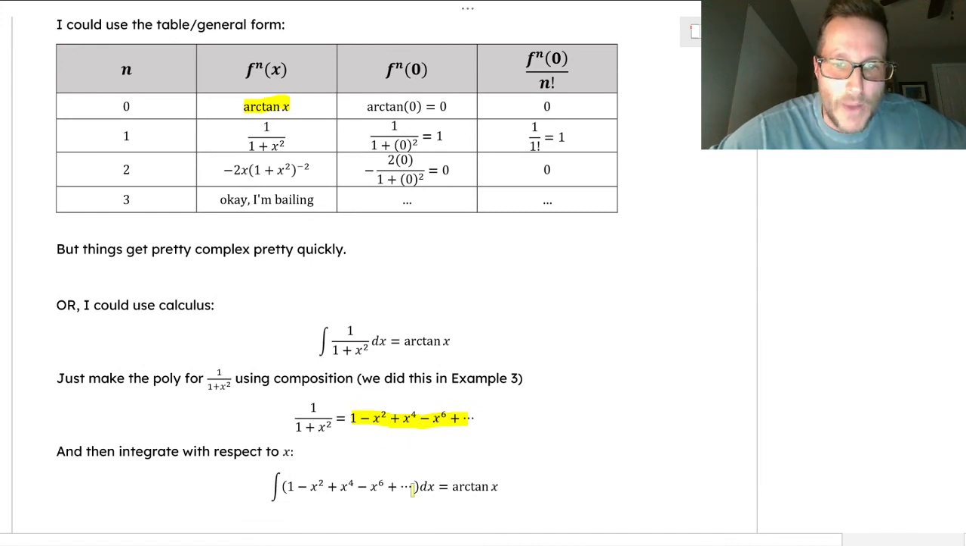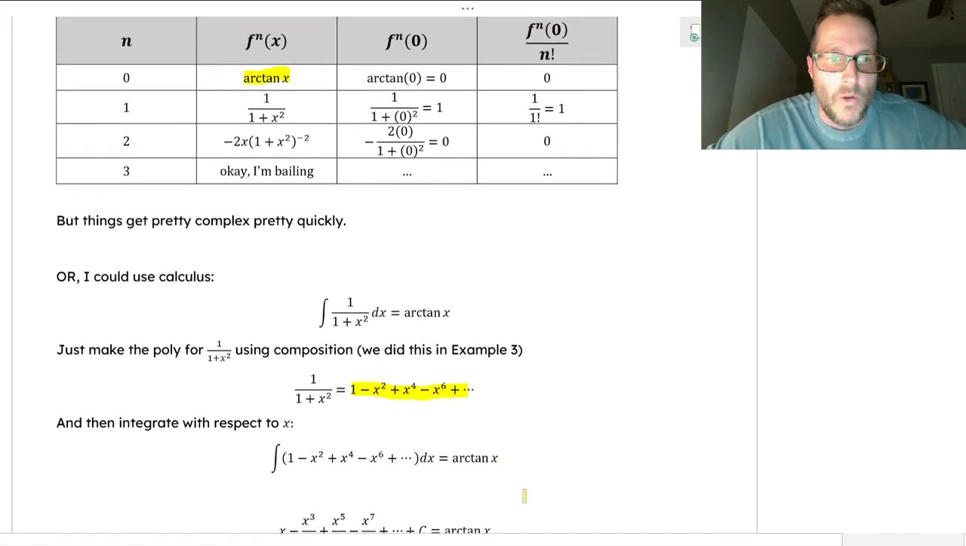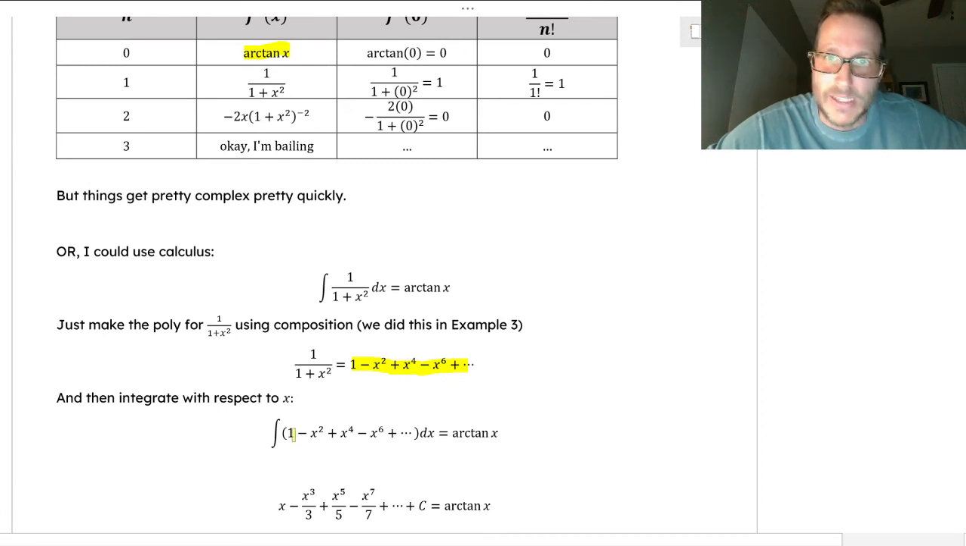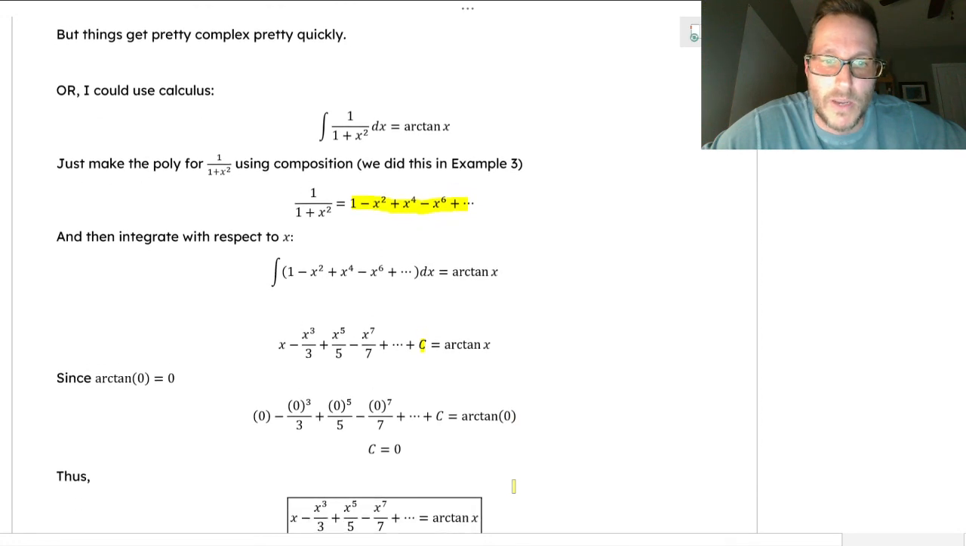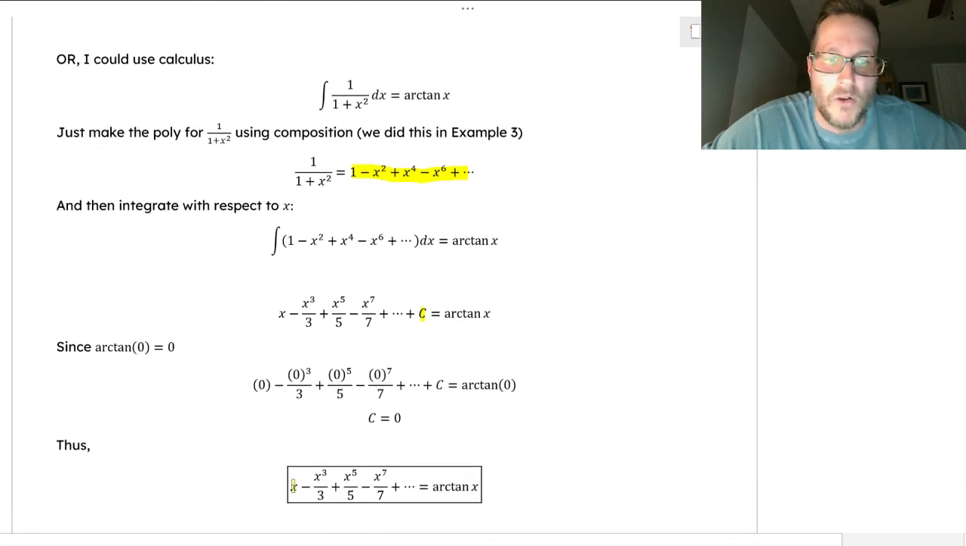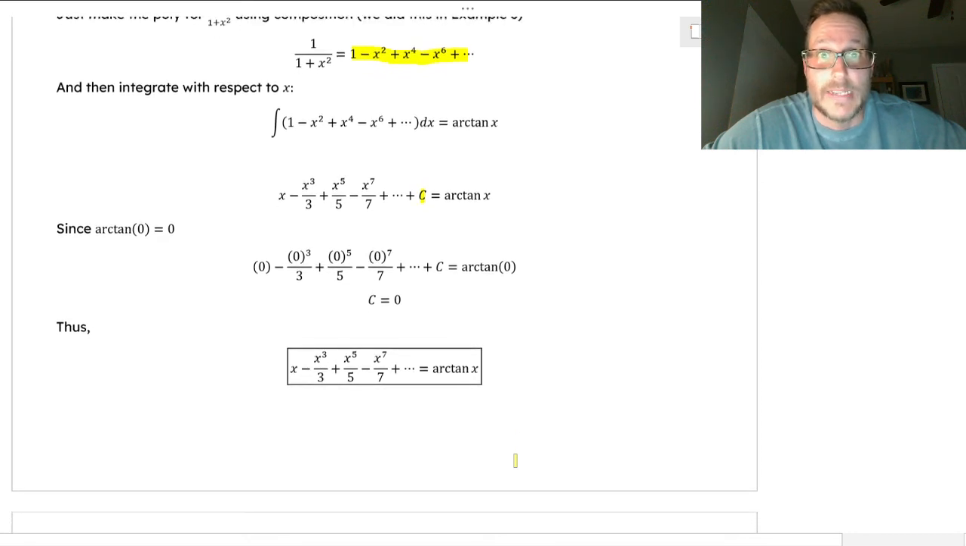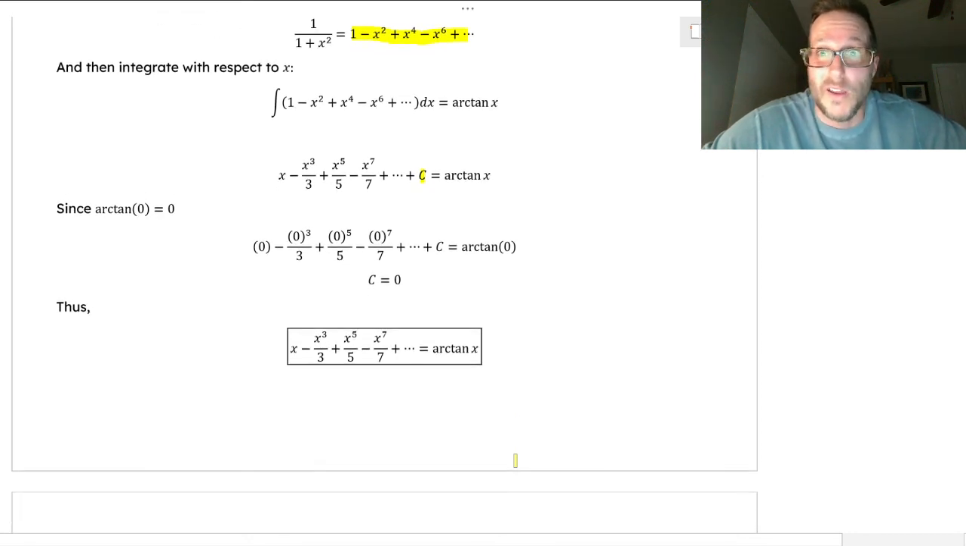So that's what we're going to integrate and set equal to arctan. Well, integrating term by term ain't nothing but a thing. It's just power rule. So that's x, x cubed over 3, x to the 5th over 5, negative x to the 7th over 7, plus some mystery constant. By the way, arctan of 0 is 0. So when you plug in 0, 0, you get that c is 0. And what's arctan? That's right. It's the polynomial you see there. Wicked. Wicked.